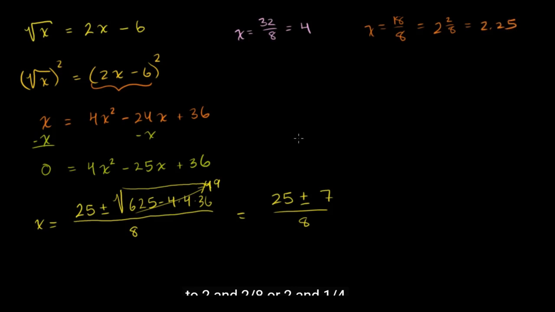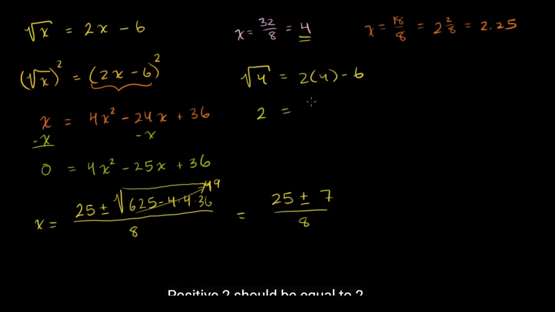Now, I'm going to show you an interesting phenomenon that occurs. And maybe you might want to pause it after I show you this conundrum, although I'm going to tell you why this conundrum pops up. Let's try out to see if our solutions actually work. So let's try x is equal to 4. If x is equal to 4 works, we get the principal root of 4 should be equal to 2 times 4 minus 6. The principal root of 4 is positive 2. Positive 2 should be equal to 2 times 4, which is 8 minus 6, which it is.